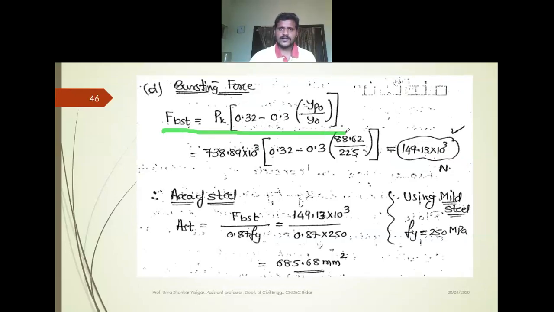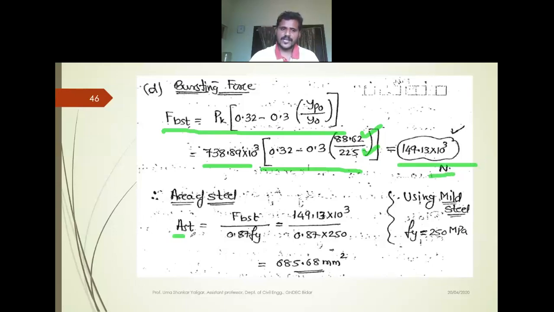Then we need to calculate the bursting force. As per IS 1343, page number 36, you get this formula: Pk into 0.32 minus 0.3 Yp naught by Y naught. Pk means the pre-stressing force, which we already calculated. Yp naught means the depth of the plate, in terms of the square plate, 88.62. Y naught is the depth of the prism. If you substitute these values, you will get the bursting force as 149.13 into 10 raised to 3 Newton.